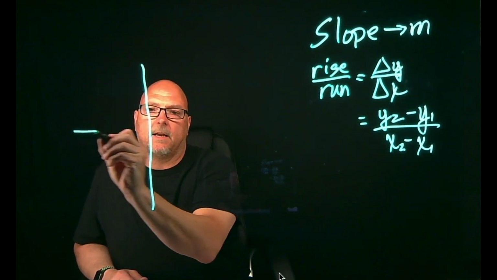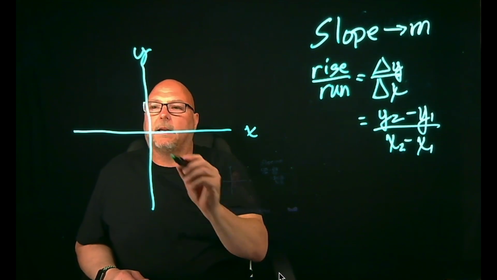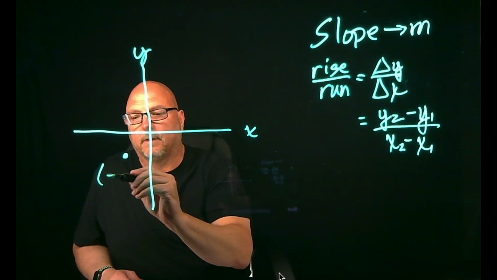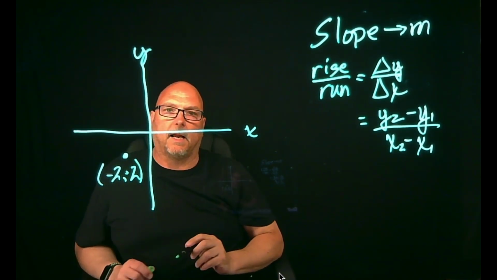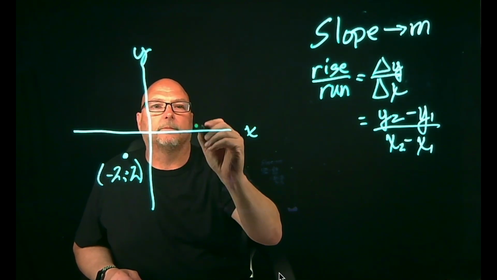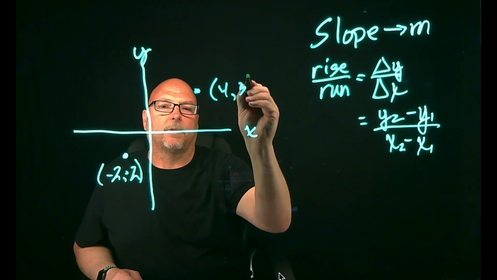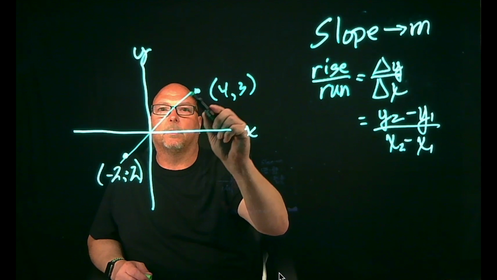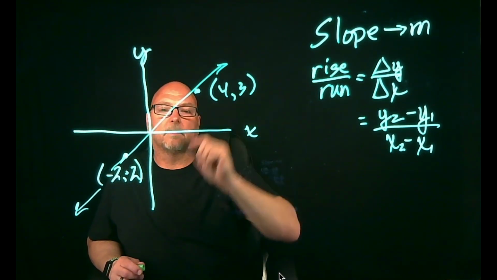If I had an x and a y plane here, and suppose I pick some point down here, say -2, -2, and pick another point up here, say go right 4 and up 3. So I'm looking at a line that goes through these 2 points. So this is my line.